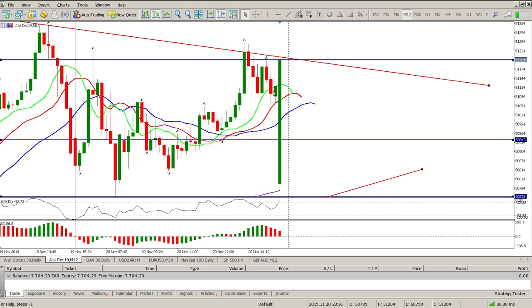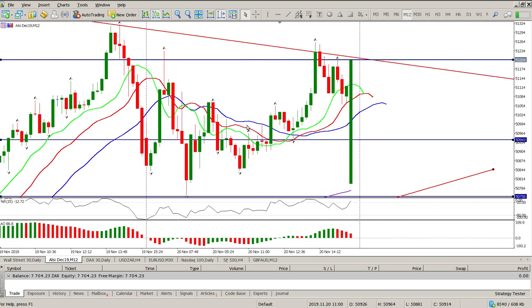So what are we talking about? There's a fractal there to the upside, and there's our fractal to the downside. So those are the two areas that we're looking for: a 12-minute close above there to validate a long, and a 12-minute close below this to validate a short. So the level to the upside is 51205. The level to the downside is 50943.